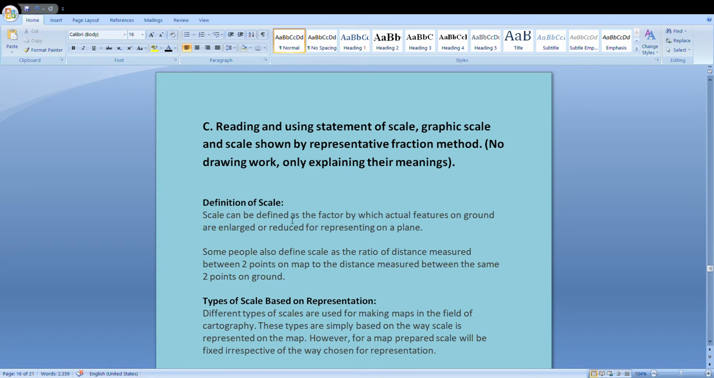Scale can be identified as the factor by which actual features on the ground are enlarged or reduced to represent them on a plane. The actual feature here was the coastline that I explained just now. So we reduce the length of the coastline from 1 kilometer to 1 centimeter to represent it on a plane. Plane is your paper, a plane surface. Here the plane spelling will be PLAN.